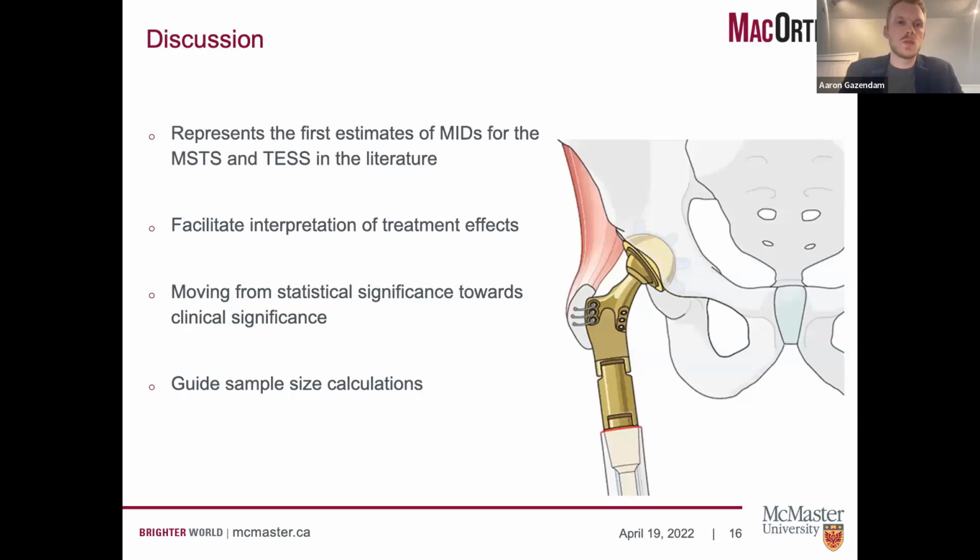So these MIDs represent the first estimates for the MSTS and TESS in the literature. And the idea is that they can help facilitate interpretation of treatment effects. So for example, if we create a new rehabilitation protocol for these patients post-operatively, we can see if that rehabilitation protocol not only leads to a statistically significant difference in functional outcome scores, but also a clinically significant difference in functional outcome scores. And we also hope that this can help guide future sample size calculations for trials that involve the TESS or MSTS.